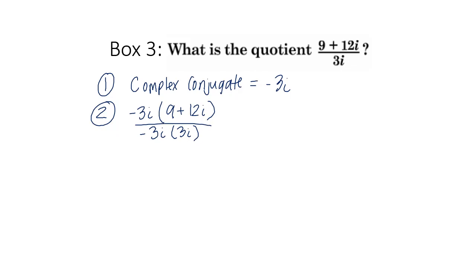So, am I distributing or foiling? Distributing. I'm distributing. So we have 3i times 9. That gives us negative 27i.